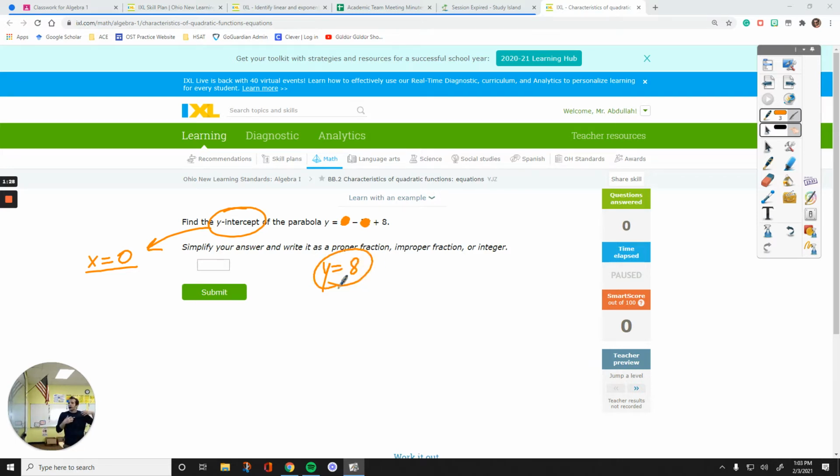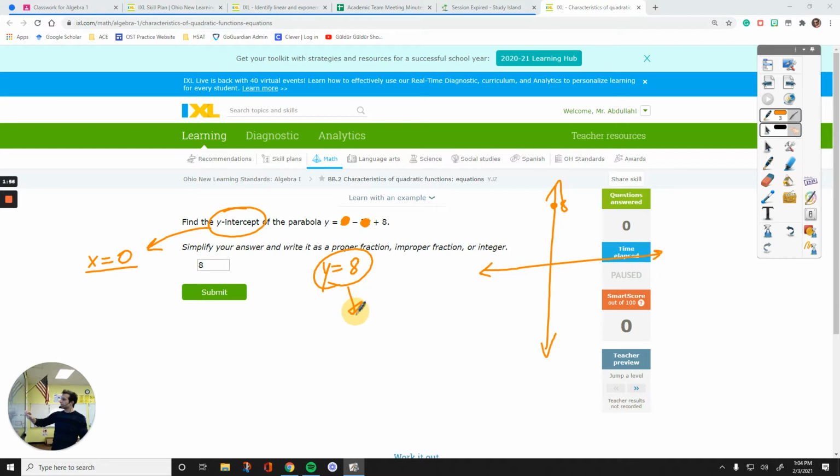Since it says the y-intercept, we are talking about the y-axis. We are talking about y equals 8 up here. If you just put 8, it's not going to be wrong when you solve it for y. But if it says find the y-intercept, that's our y-intercept. The y-intercept is 8.